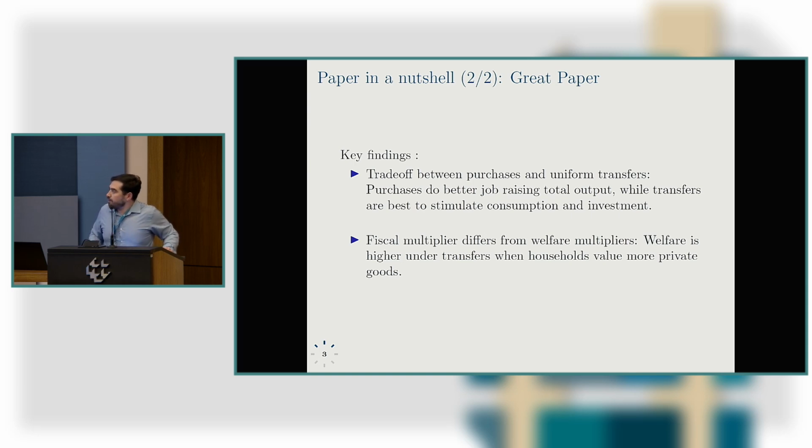The key finding of the paper is that there is a very interesting trade-off between purchases and uniform transfers. Basically, purchases do a better job raising total output, while transfers are best to stimulate consumption and investment. This result also replicates when they analyze the difference between fiscal multipliers and welfare multipliers. Transfers do a much better job improving the welfare multiplier in comparison to purchases.